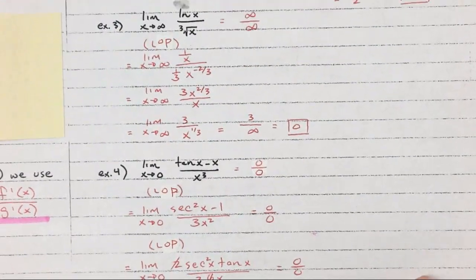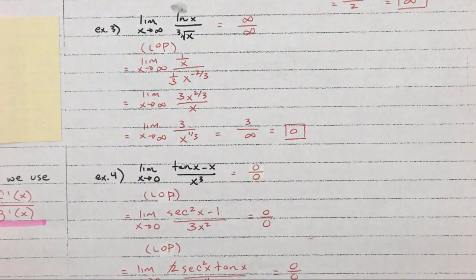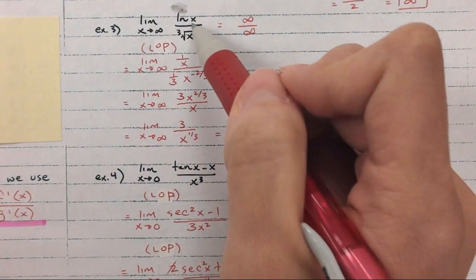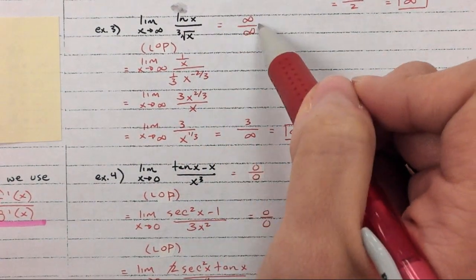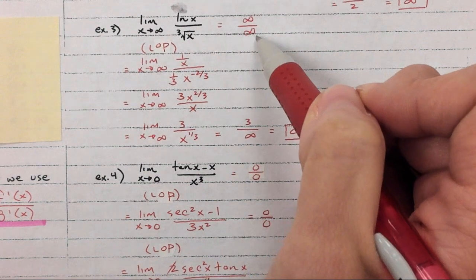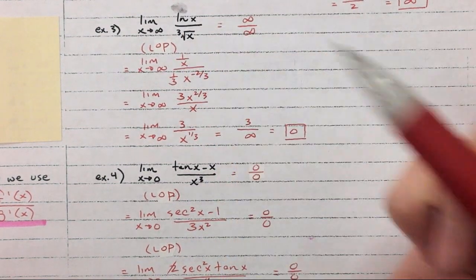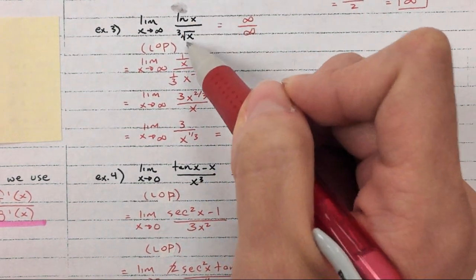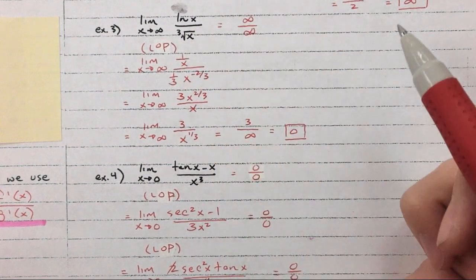Okay, example 3. I'm going to move it up a little bit. Here we go. So plug in infinity, and then you get infinity on top. Plug in infinity, and you get infinity on the bottom. It's not the same kind of infinity. It's not like x squared and x cubed or whatever, so we can't use principle of dominance.